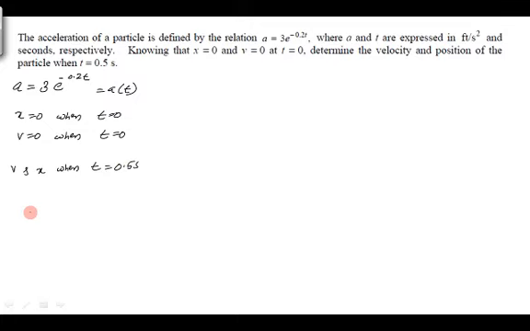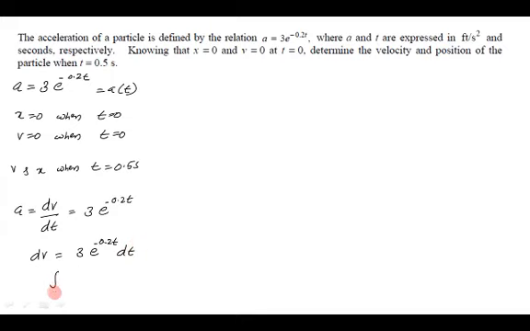So let us first obtain an expression for velocity. We know the relation between velocity, acceleration and time: a = dv/dt. Since a is given as a function of time and we have to find v, I am using this relation, a = 3 into e to the power minus 0.2t. So rewriting this, we get dv = 3 times e to the power minus 0.2t dt.